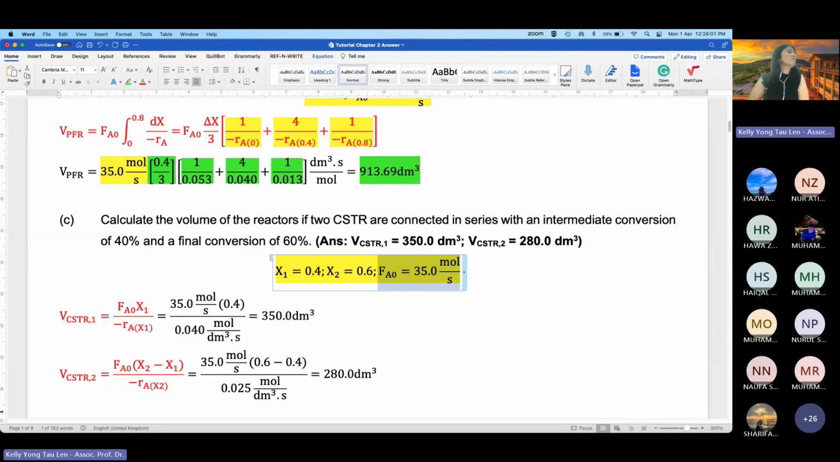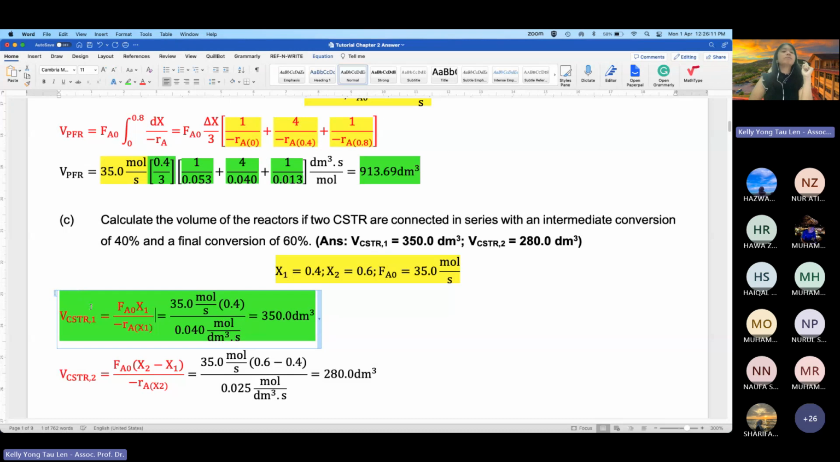So when you check the list of equations, for the first reactor, the volume is given as FA0 X1 per minus rA. Volume of CSTR 1 equals FA0 X1 divided by minus rA, where at my X1. Okay, again it is minus rA at my X1.